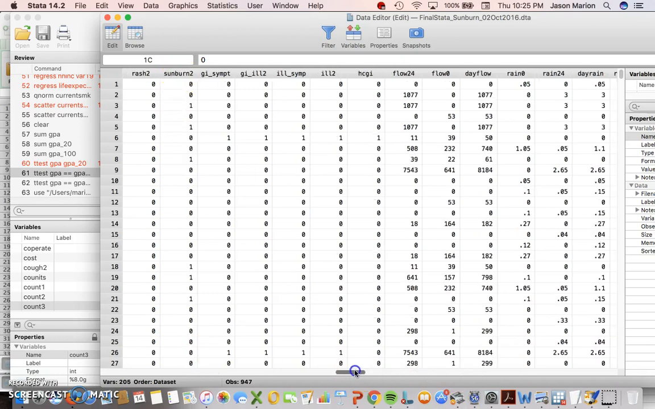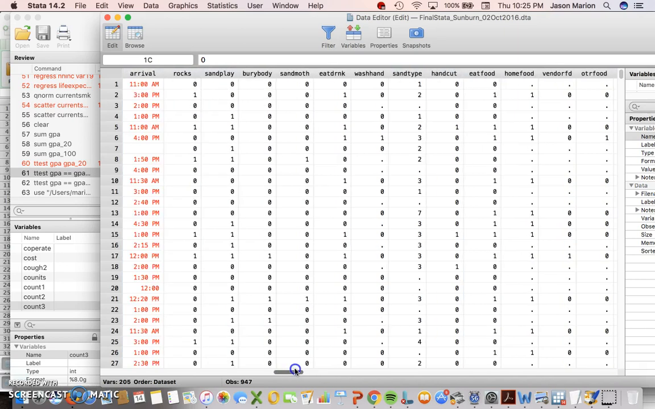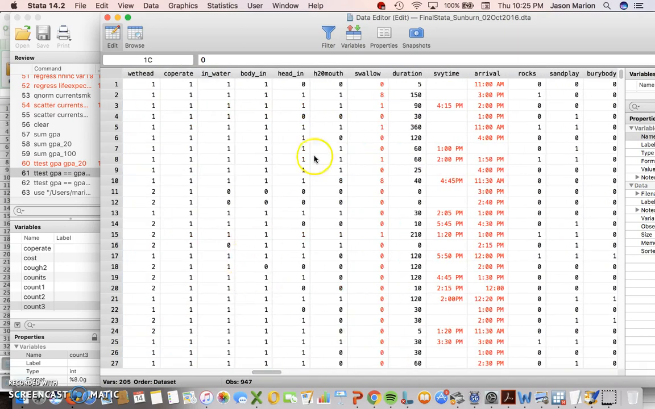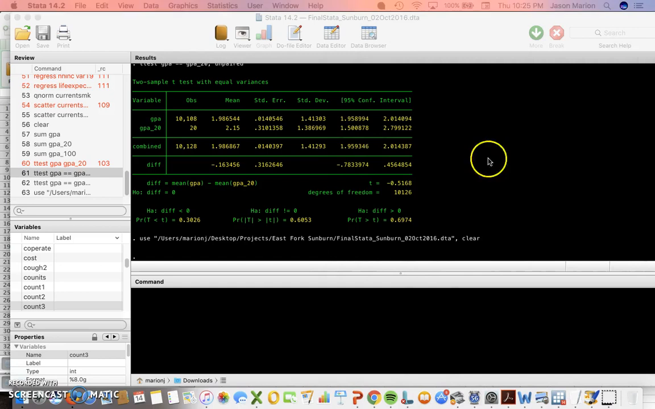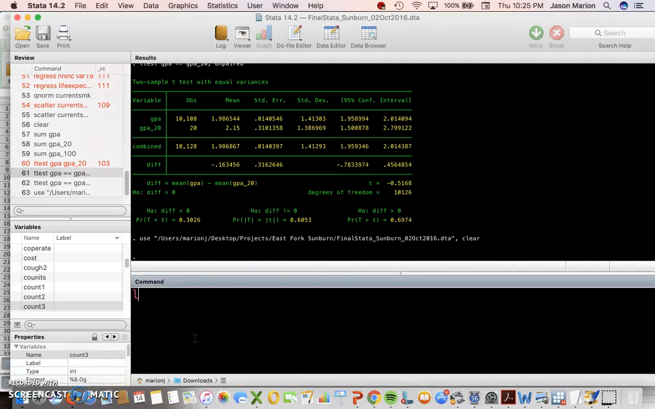That's the variable. And then there is another variable in regards to swimming. Did they go in the water? Maybe it was, did you put your body in the water? Another variable we had was, did you put your head under the water? So head in. That's the strongest exposure to the water. So we may be interested in seeing whether or not there is a relationship between people who put their head in the water and diarrhea.